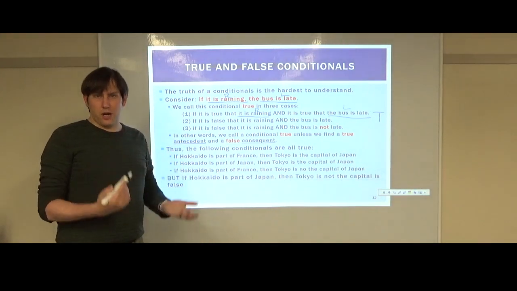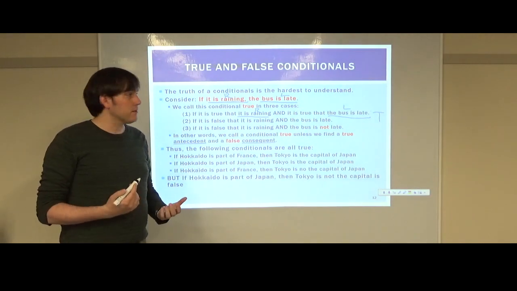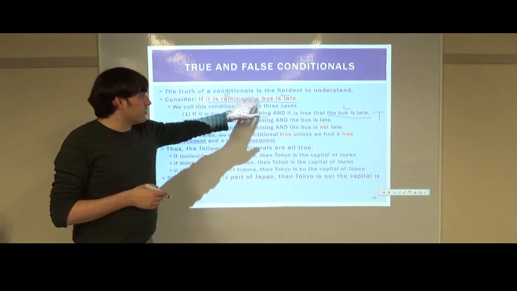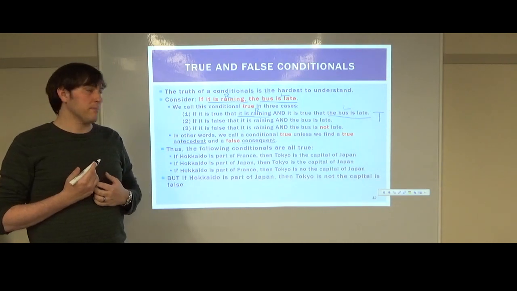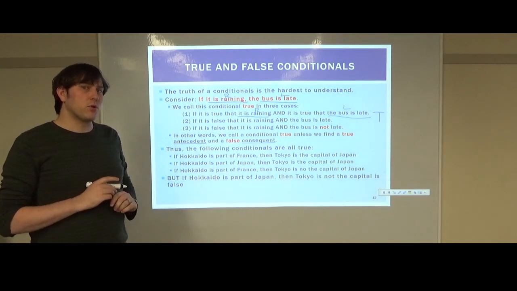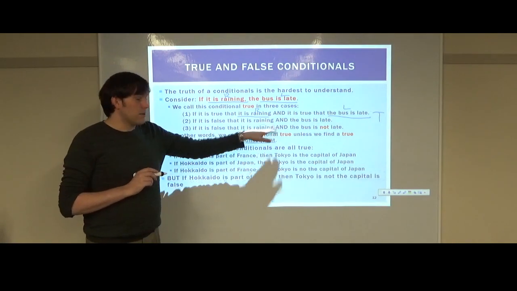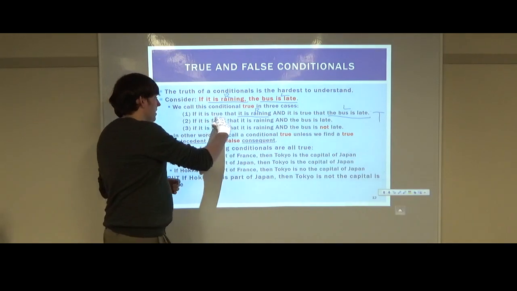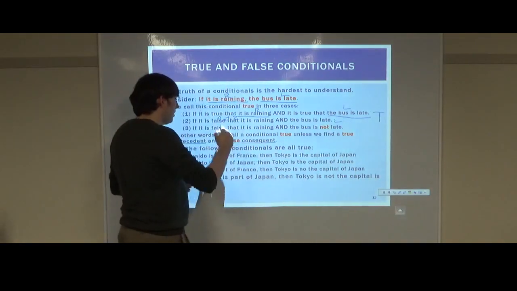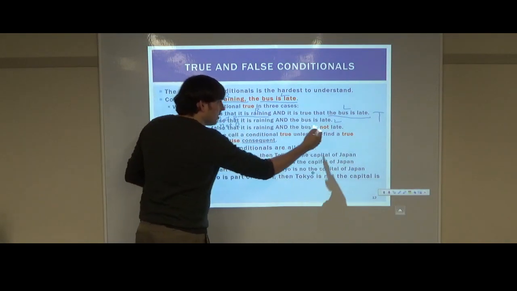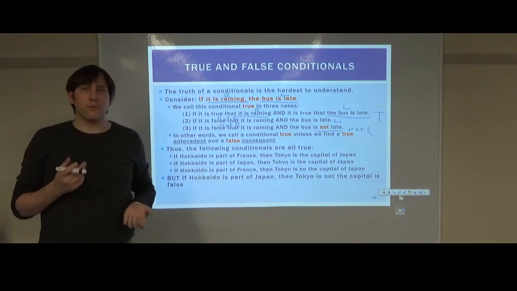So if it is raining, but the bus is on time, or we could say the bus is not late, then we would say this conditional is false because we tested it and it's raining but the bus still comes on time. But there's two more cases where we're going to call it true. So if it is false that it is raining and the bus is late, so not R and L. And again, not R and not L. So let me try to explain why we do this.